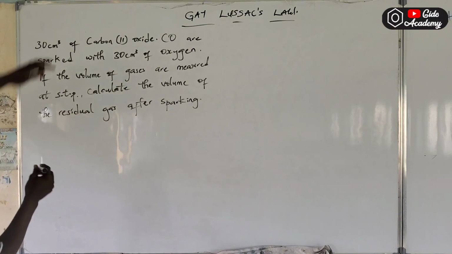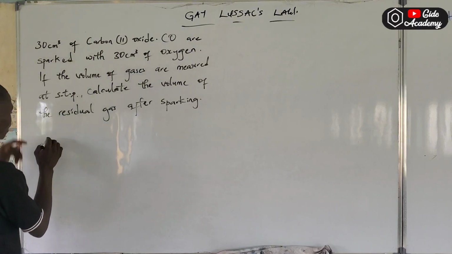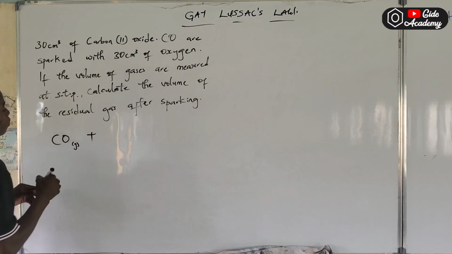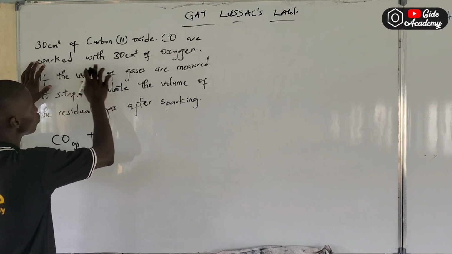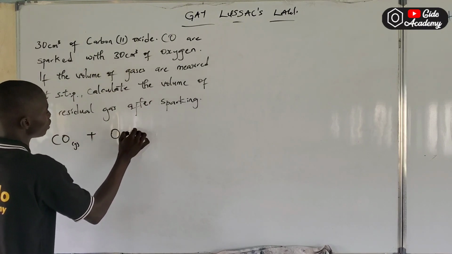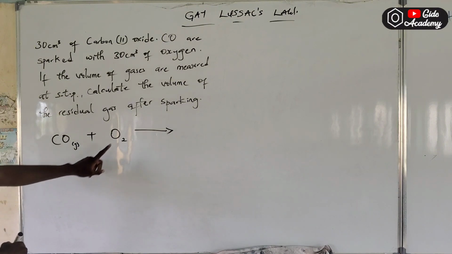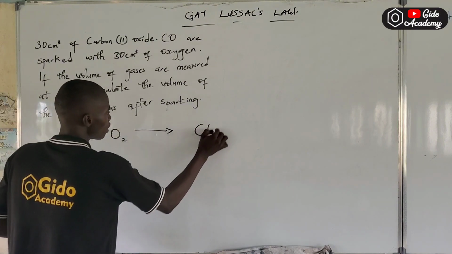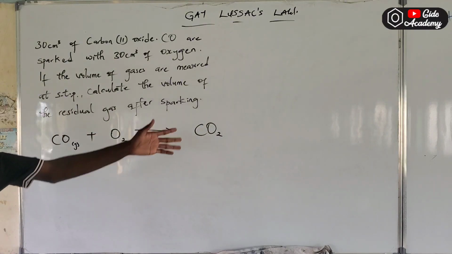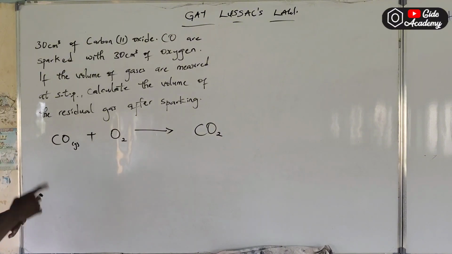The first one I can spot here is CO, carbon II oxide, which is in gaseous state, plus 30 cm cube of oxygen, and let's try this and get our product. When CO reacts with this, our answer must be CO2. That's carbon monoxide plus oxygen is going to give us carbon IV oxide.